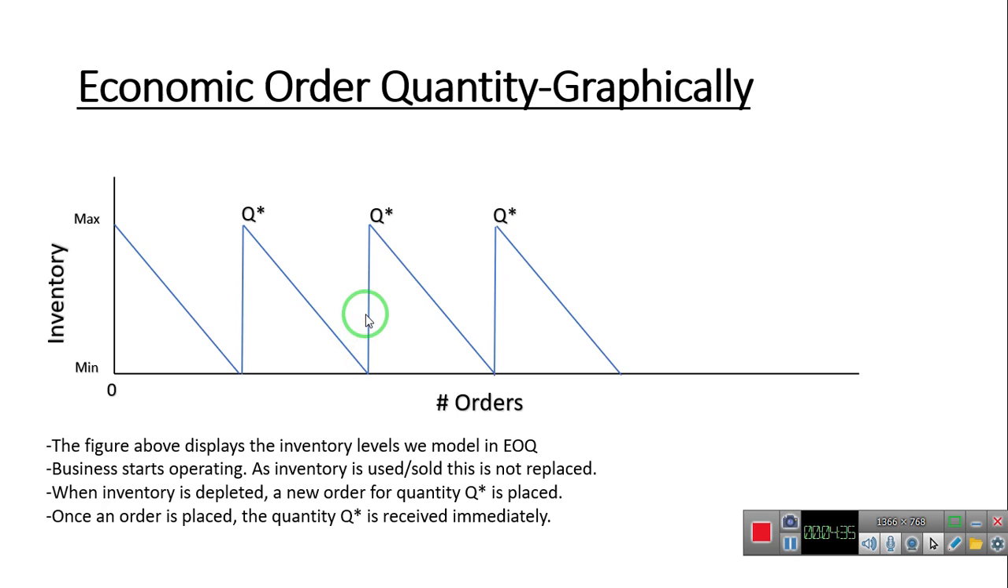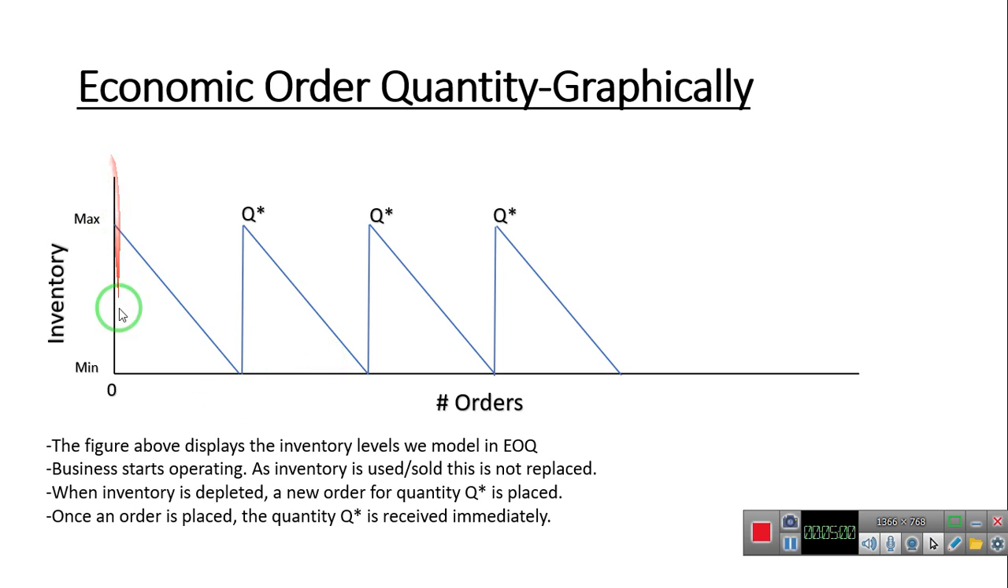So this is what we're facing at a very, very basic level. At the most basic level, economic order quantity, and this is your first model, EOQ, looks at the world of inventory like this. It's very simple, but it makes sense, and it actually applies to many businesses.